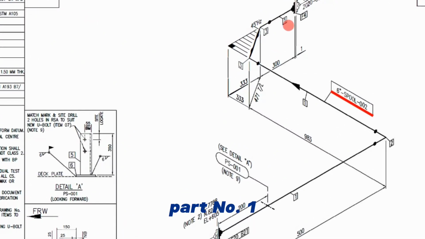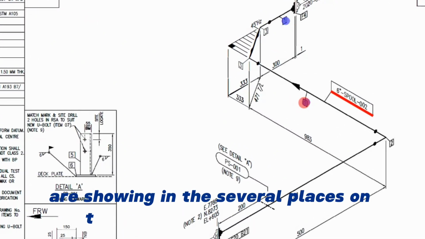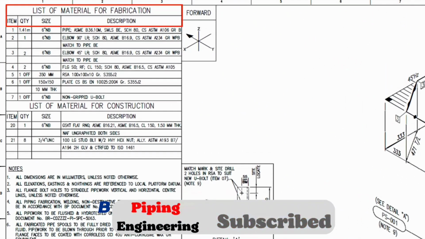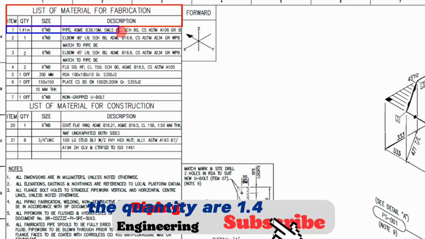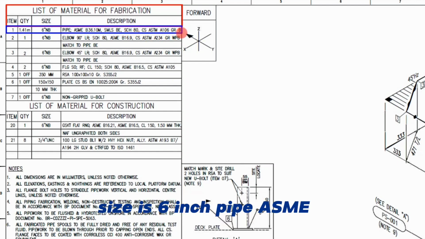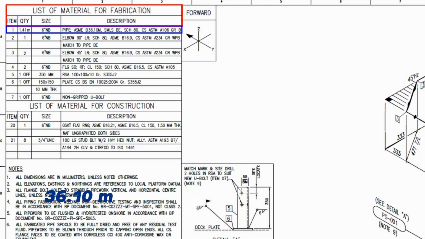Part number 1 is showing in several places on this piping isometric drawing. Let's look at the material list, bill of material. Item number 1, the quantity is 1.41 meters, size is 6-inch, pipe, ASME B36.10M, seamless, Schedule 80, carbon steel material, ASTM A106 grade B.